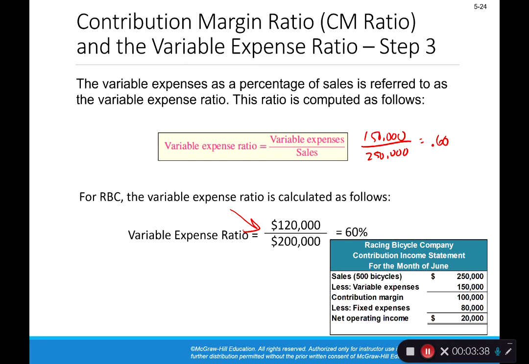Also, remember our sales minus variable cost equals CM. Sales is always 100% of sales. The variable cost is 60%. So lo and behold, there's that 40% CM ratio that we calculated earlier. So all you need is one of the two. I could give you the variable cost percentage and you can get the CM percentage, or I could give you the CM percentage and you can get the variable cost percentage, because those two items, variable cost and CM percentages, always have to add up to 100%.